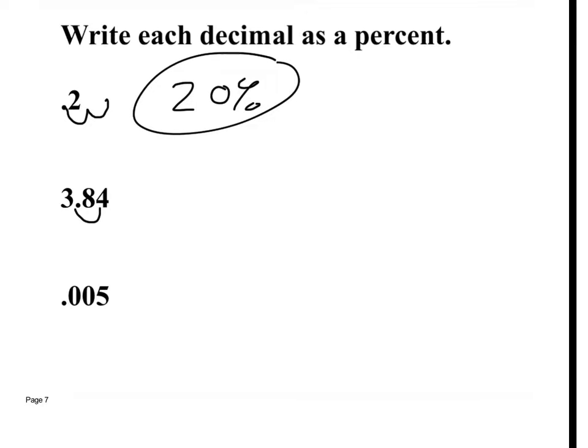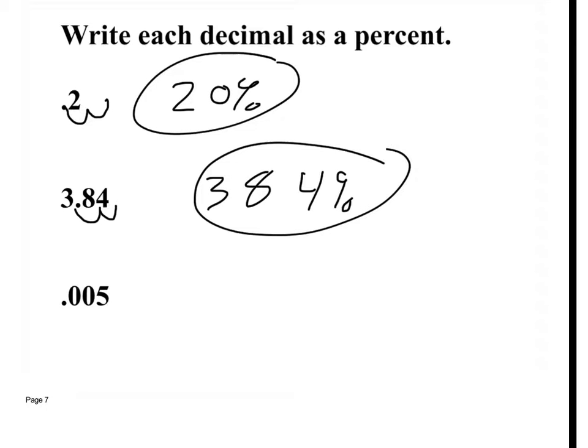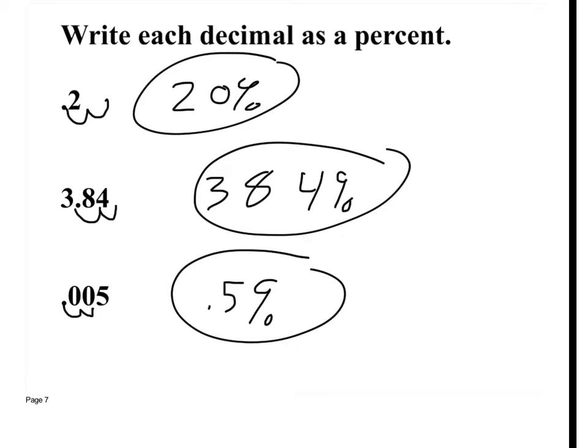3.84, I move it 2 places to the right, makes it 384%. And 0.005, move it 2 places to the right, that makes that 0.5%. So half of a percent. Any questions?